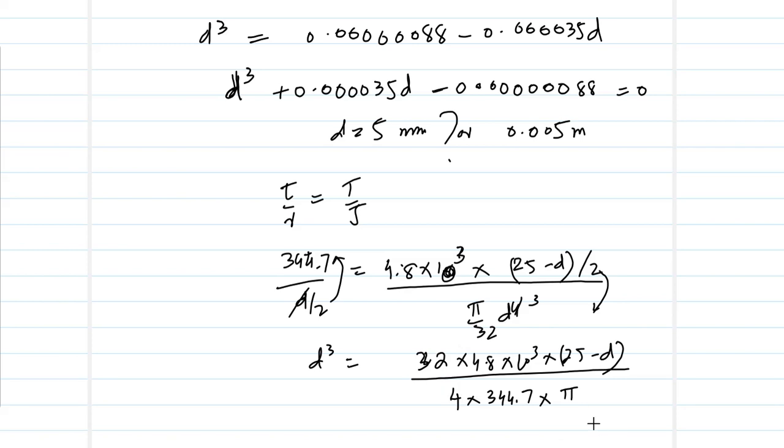This is d cube. So if I just solve now, 32 into 4.8 into 1000, which is 10 to the power 3, divided by 4 into 344.7 into pi. See, this value comes out to be d cube equals 35.46 into 25 minus d. So d cube is equal to 35.46 into 25, which is 886.5.